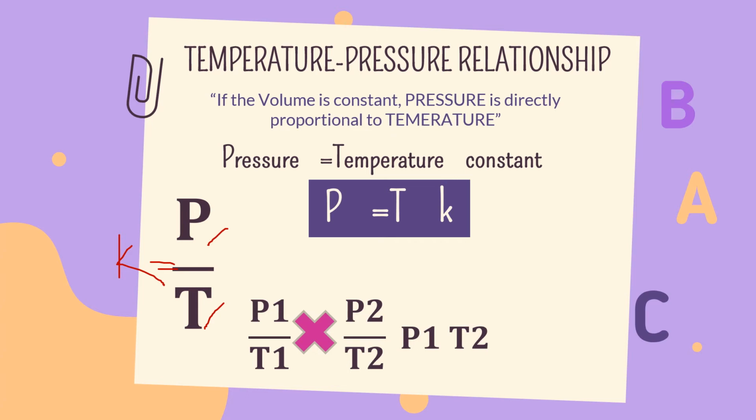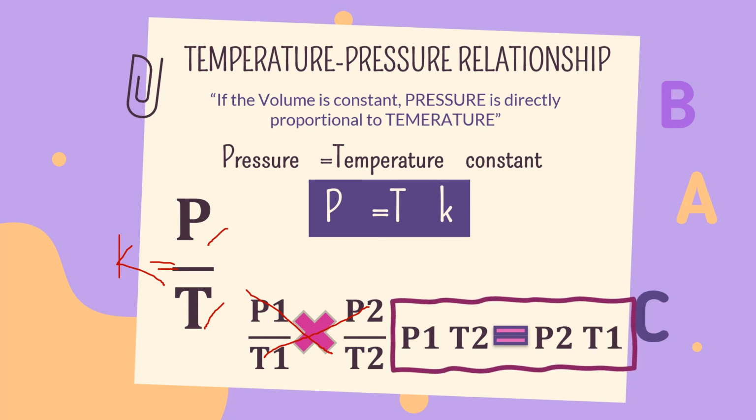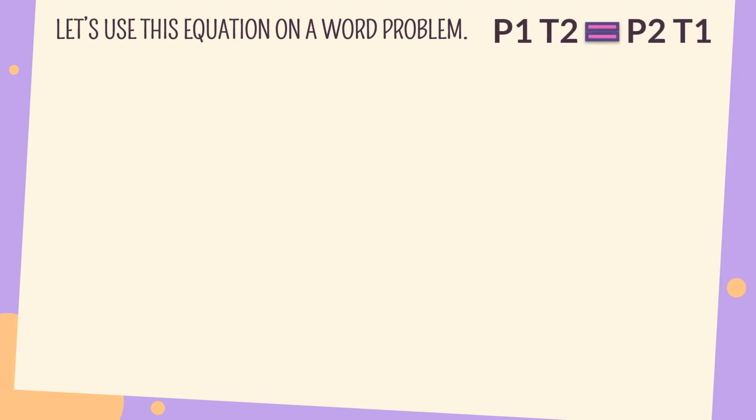And if we do that, we will come up with this one, wherein the product of initial pressure and final temperature is equal to the product of final pressure and initial temperature. So this equation is used to identify an unknown quantity of pressure or temperature in a word problem. Now, let's apply this equation to a word problem.